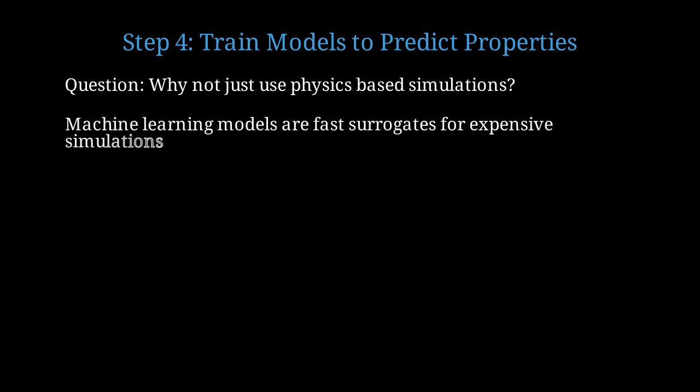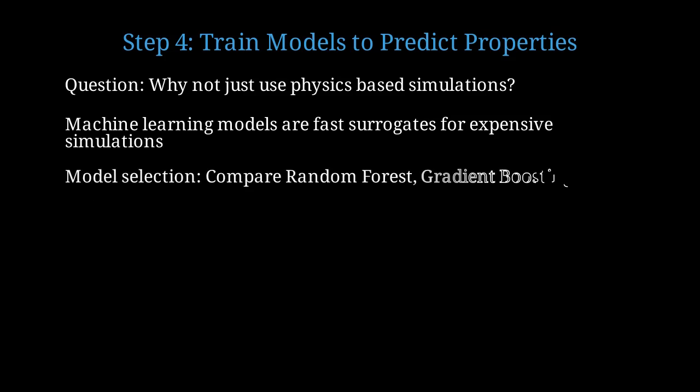Machine learning models serve as fast surrogates. Once trained, they can predict properties in milliseconds. The trade-off is that they require training data and have limited accuracy outside their training domain. For model selection, we typically compare several algorithms. Random forests are robust and handle nonlinear relationships well. Gradient boosting often gives the best accuracy. Neural networks can capture very complex patterns, but require more data.